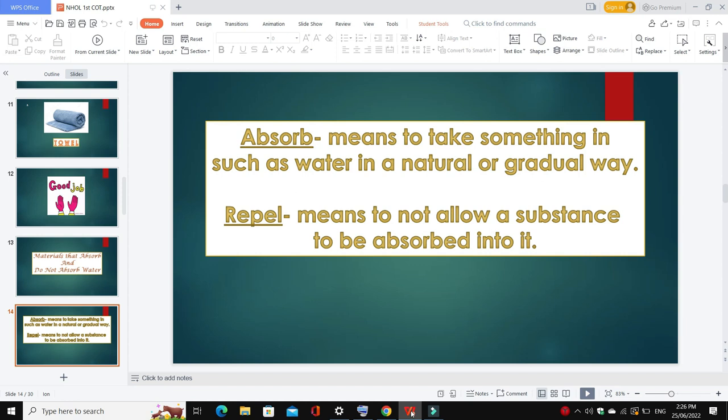Repel means to not allow a substance to be absorbed into it. Now try to imagine a coin in a glass of water. If you soak that coin into a glass of water, what do you think will happen to the coin and to the water? Does the coin absorb the water? Yes, you're right. The answer will be no. The coin will not absorb the water. That is repel.